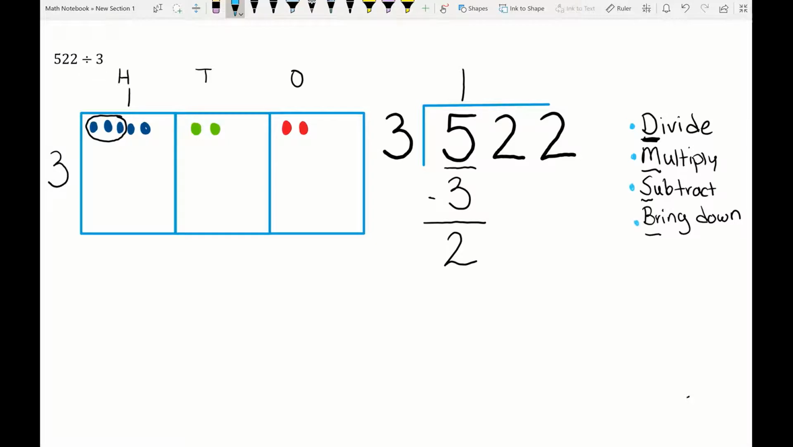DMSB. First, we divided 5 divided by 3. We knew we could make one group. Next, we multiplied. 1 times 3 was 3. And subtract to see that we have 2 remaining.